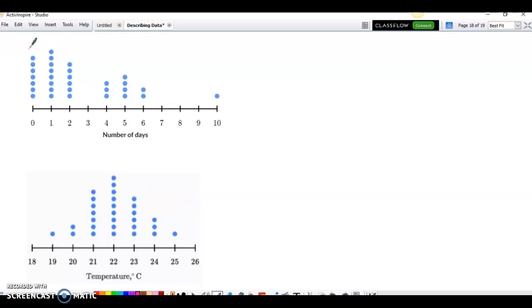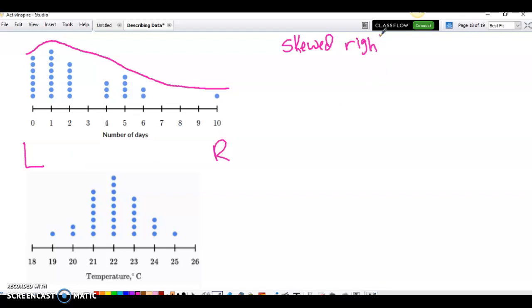So on this first one, if you take your pencil or pen and trace over the data, you're going to see that it is skewed right because your tail is on the right. Remember, this is your left, this is your right. So we've got data that is skewed right. Usually I start off with the shape because it's easy. So skewed right. Looks like we've got some gaps here.